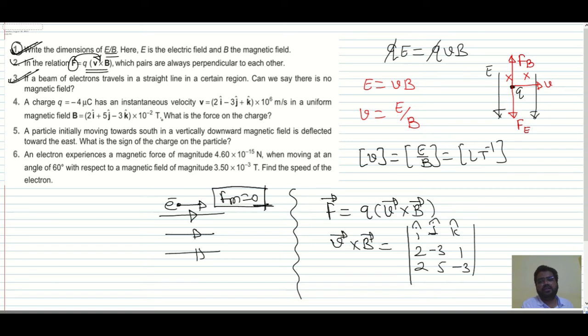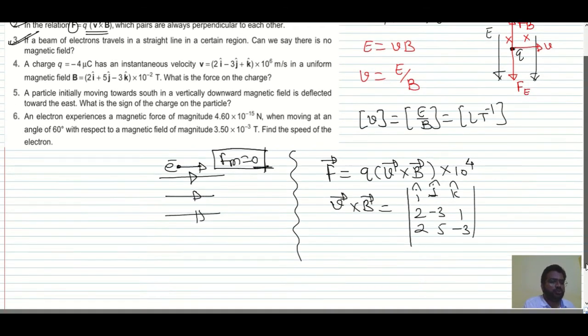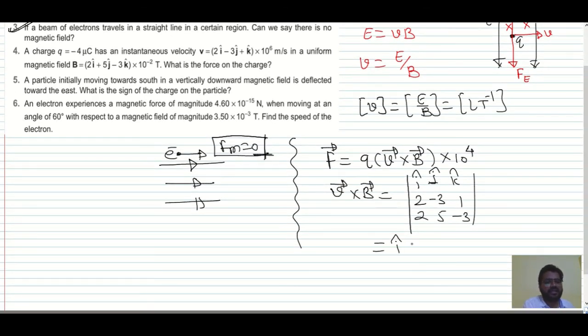And this 10 to the power 6 and 10 to the power minus 2, it is always there. Into 10 to the power minus 2 plus 6, it will be plus 4. Okay, chalo. So we'll calculate now. Firstly, i hat, remove this column and a row. So it will be 9 minus 5, then minus j hat, remove this column and a row, minus 6 minus 2, plus k hat, remove this column and row, 10 plus 6.